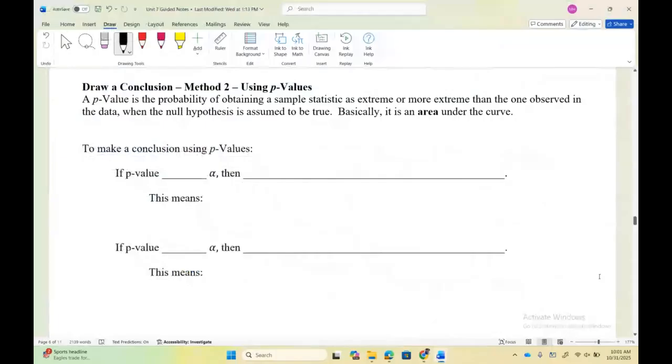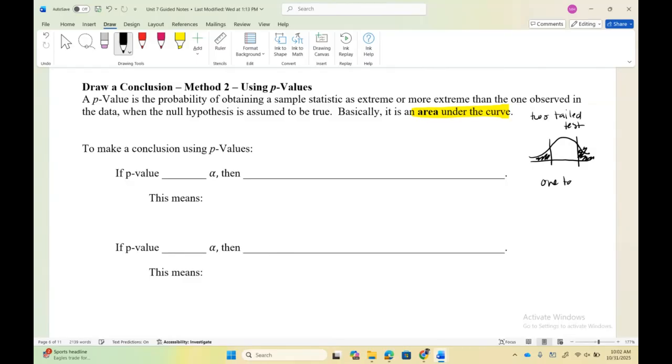All right, so we are going to talk about drawing a conclusion using p-values now, okay? So a p-value is basically the total area under the curve, okay? We just want to be careful on this. If we have a two-tailed test, and our picture looks like this, the area under the curve is going to be both of these things added together, okay?